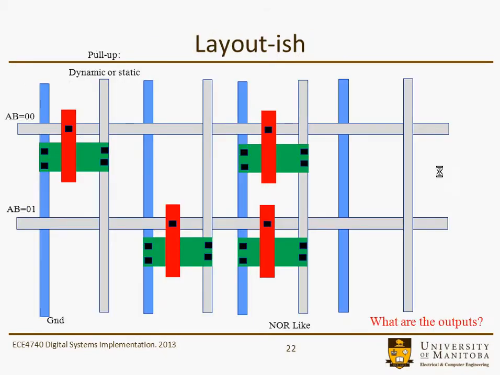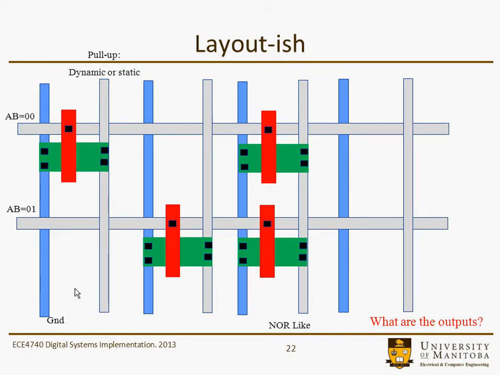So here's what the layout-ish kind of thing would look like. In this particular case, we're decoding to one of these metal lines. Let's say AB00 or AB01 would decode here. And in this particular case, if you do decode here, you'll turn on this transistor, discharge this line, not discharge this line, discharge that line. So in a sense, it's kind of NOR-like. These two transistors are in parallel, but only one of them will be on at a time.